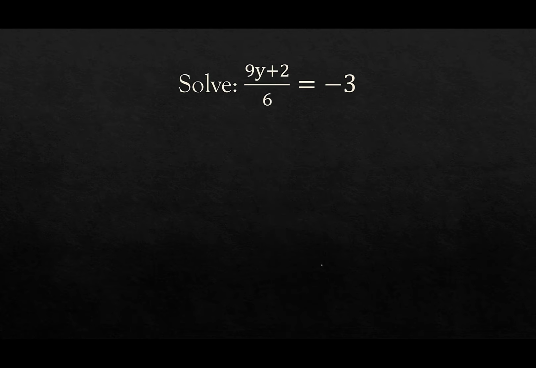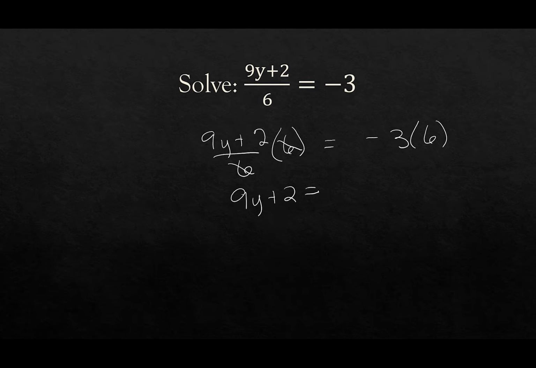So let's look at one that starts as a rational. I have 9y plus 2 over 6 is equal to negative 3. Now, what I think with fractions is the easiest thing to do is really to get rid of them. So what I'm going to do to get rid of them is multiply both sides by 6. So as long as we're consistent, we can do whatever we want. The 6 cancels the fraction, so now the left is 9y plus 2. The right side, negative 3 times 6 is negative 18. Now it looks a lot better.